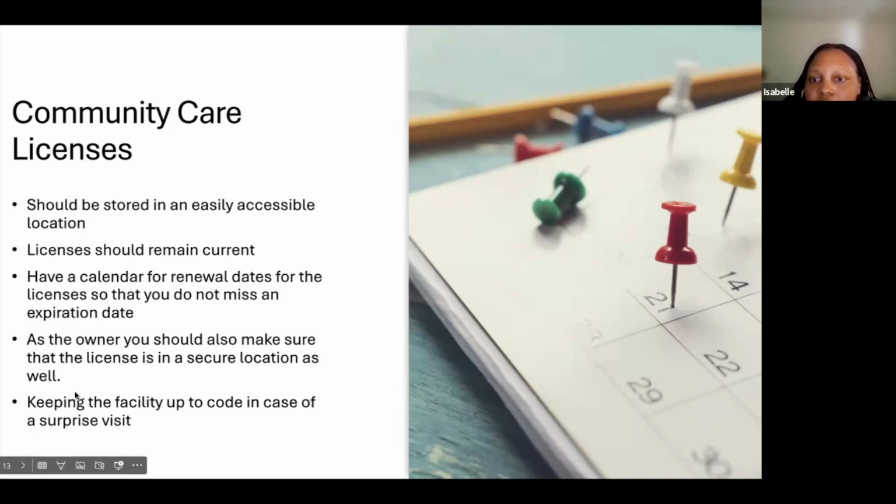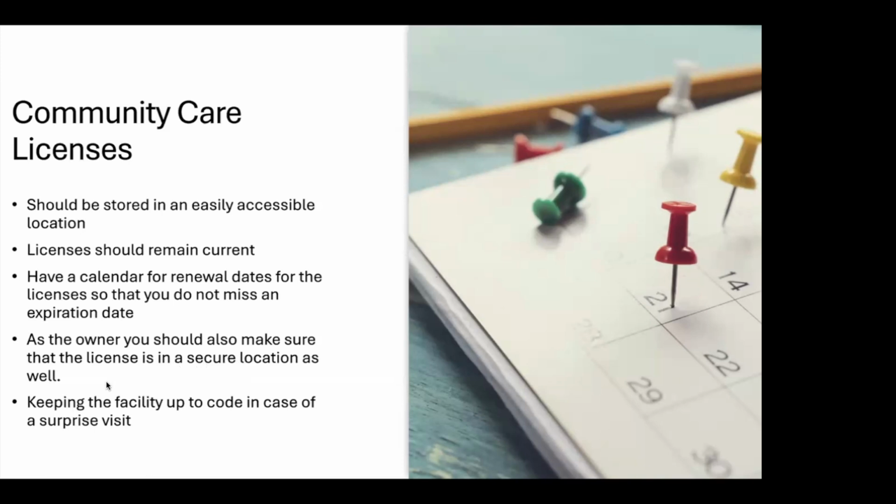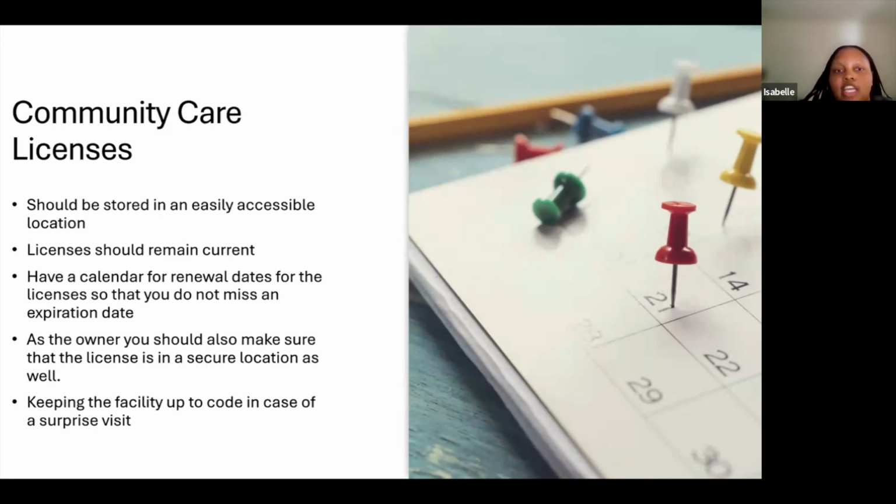The owner should also, since you are the people who are obtaining this license, be keeping it somewhere in a secure location where others may not be able to get to it, or it's not easily accessible just by anybody who's coming into the facility. And then keeping your facility up to code always in case of a visit, planned or unplanned. I know the slide says surprise, but I mean planned or unplanned. So yeah.